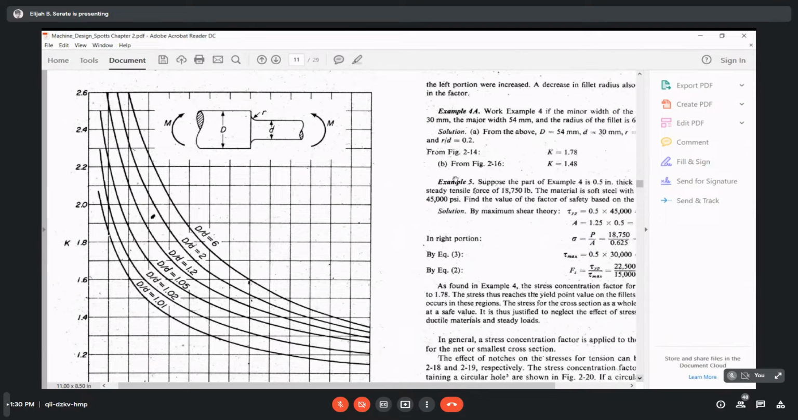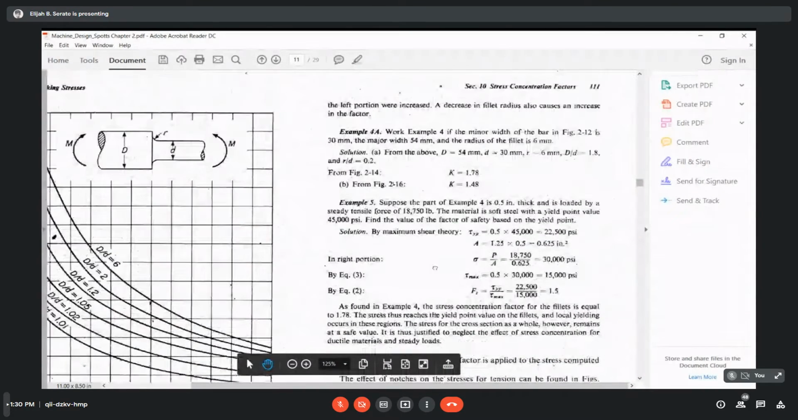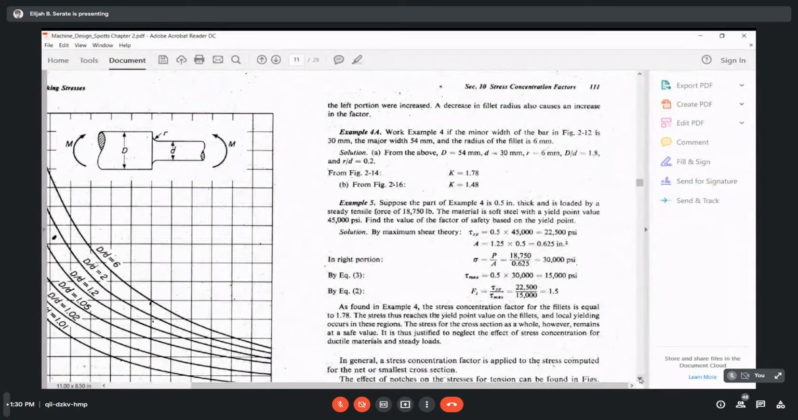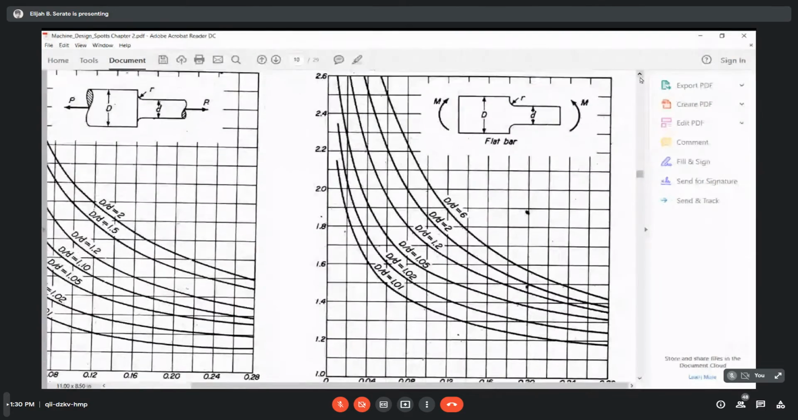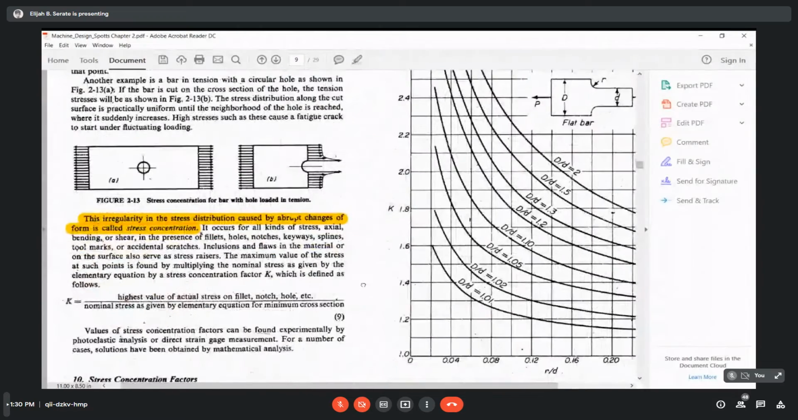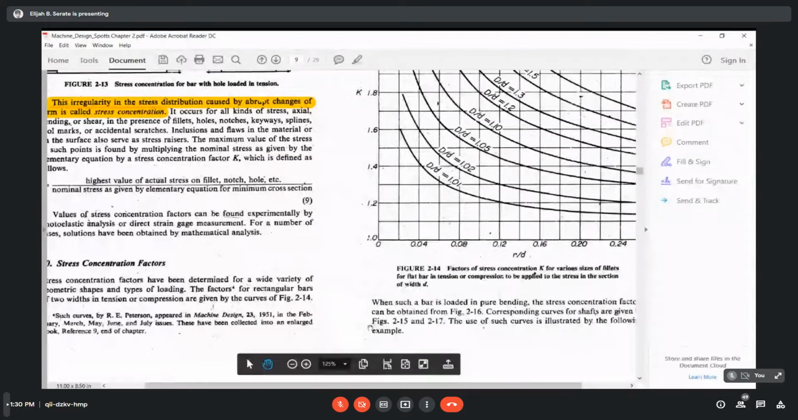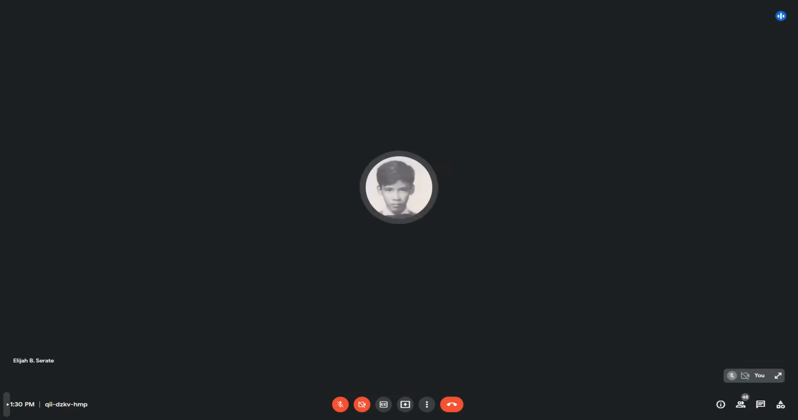Okay. So any question regarding the explanation of what is stress concentration? Any question? There are more figures available. You can find this in the PDF file that I have given you. Okay, no more questions, so I'll go on.